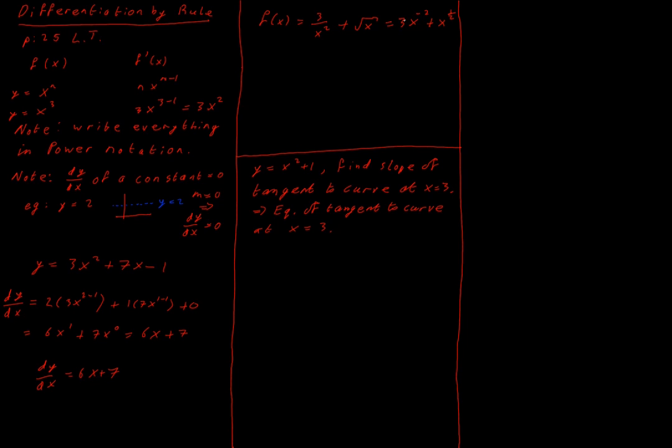Always we must turn our functions into power notation like this before we do our differentiation by rule. So now this is my function. Now I am going to get the derivative of that function, so I'm going to use my rules from page 25. So I'm going to multiply by my power and subtract 1 away from my power, plus multiply by my power, subtract 1 away from my power.